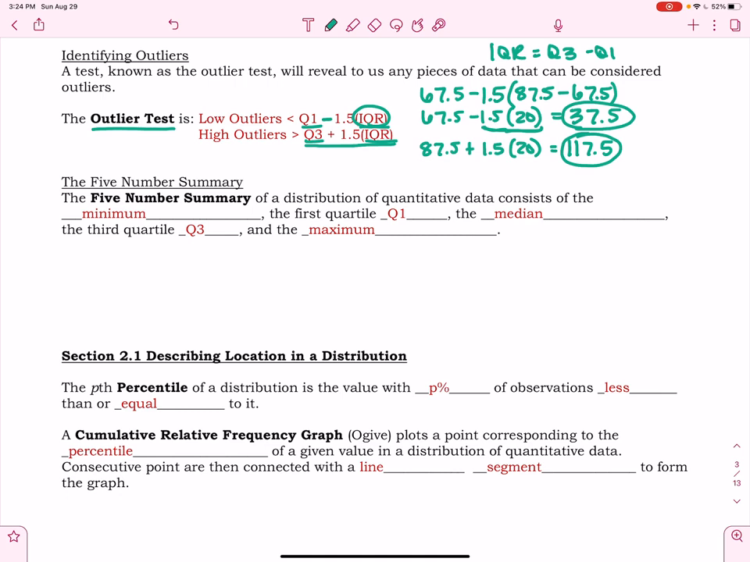These are not outliers. They are boundaries. What do boundaries tell me? They tell me that any piece of data that falls below 37.5 is an outlier, and any value above 117.5 that's found in my data is an upper outlier.